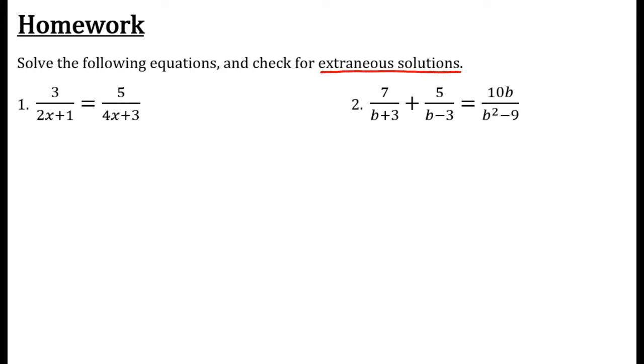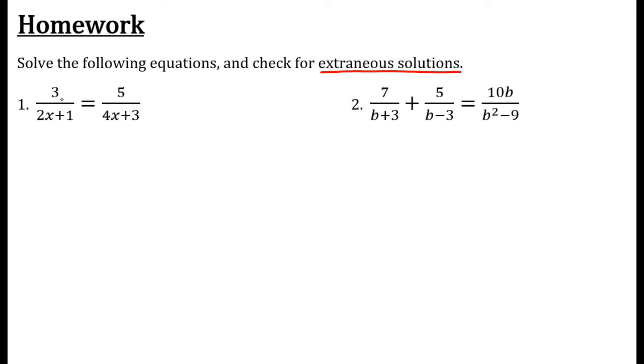Extraneous solutions mean we might solve them and get x equals 3, but maybe we can't really have a solution of x equals 3 because when you plug it back in, you end up dividing by 0. So we have to watch out for these extraneous solutions. So we always have to check our solutions at the end after we solve a rational equation.